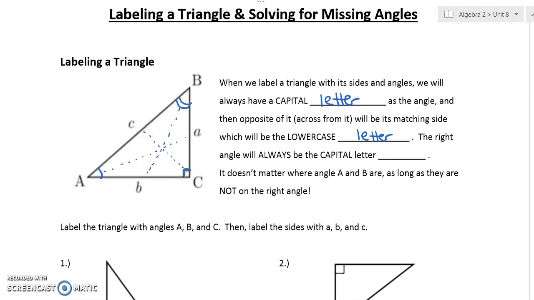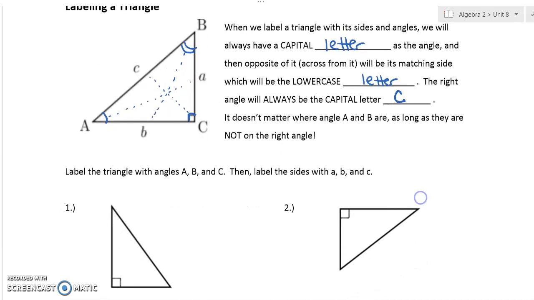The right angle will always be the capital letter C, at least in this class. That's not true universally, but we are going to do that in our classes. So it doesn't matter where you label angle A and B, as long as they are not on the right angle. Okay, so let's try to do that as a class.